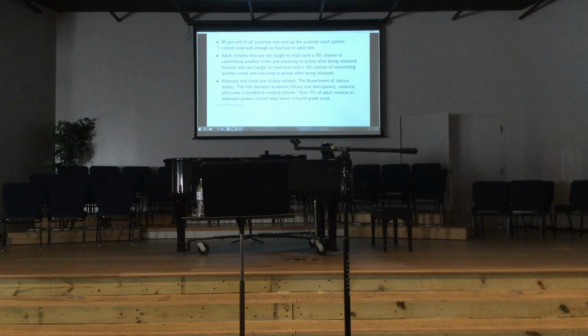Illiteracy and crime are closely related. The Department of Justice states the link between academic failure and delinquency, violence, and crime is welded to reading failure. Over 70% of adult inmates in America's prisons cannot read above a fourth grade level. And again, you say, the government knows this, but they're not addressing the issue of dyslexia.